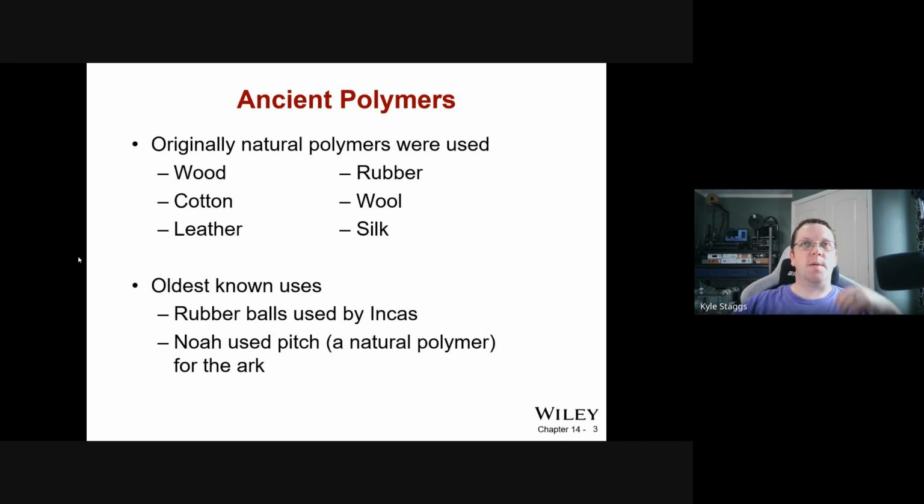Silk is another good example. We weave silk threads into things, but it is a naturally made polymer. So there's a lot of interesting things that we can do with those.